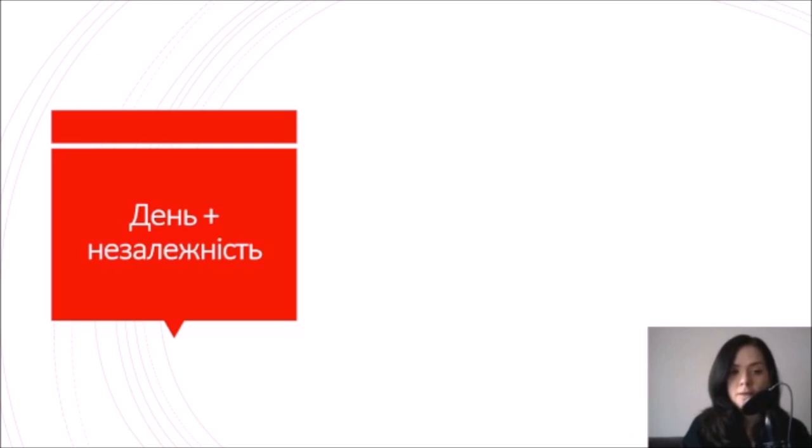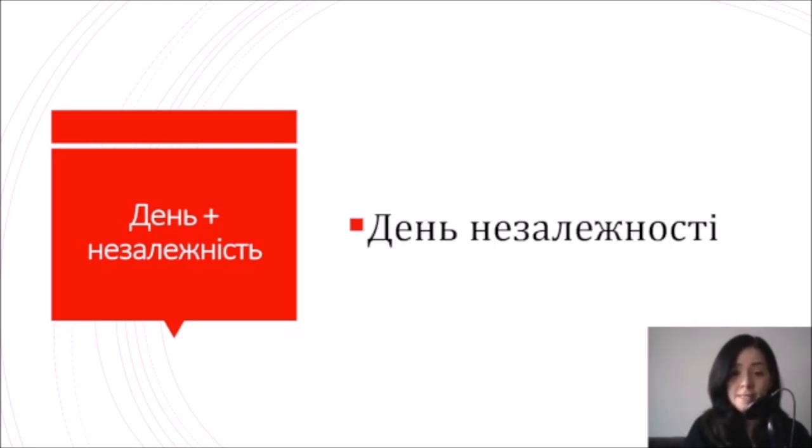Next, день and незалежність. Very similar phrase to previous one, okay? But the word незалежність, independence, is of feminine gender, therefore it will be changed in genitive case. And we will have: День незалежності. День незалежності. So незалежність nominative, but незалежності genitive.